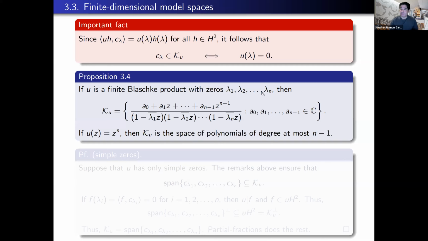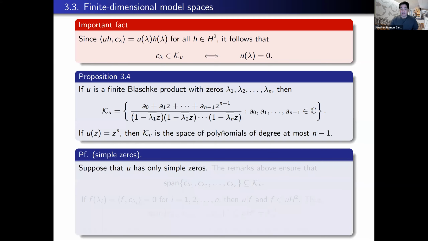And in the case where you stack all of the zeros of your Blaschke product at the origin, or in other words, U is of the form z to the N, well, then all of these things in the denominator just disappear and you actually just have an honest space of polynomials.